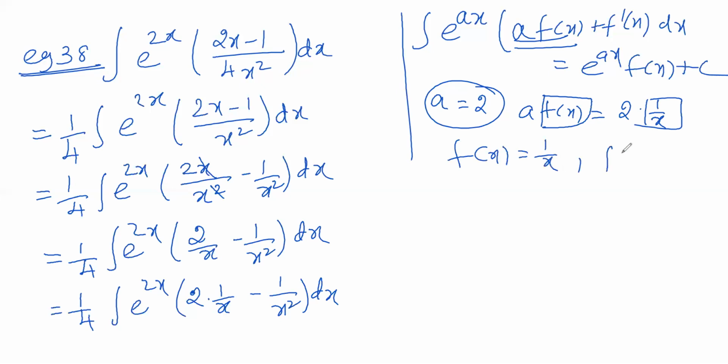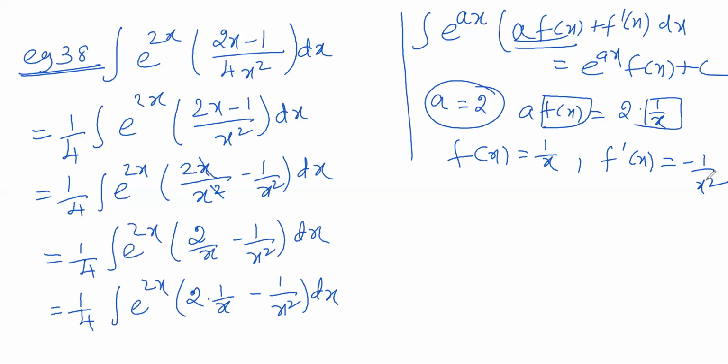And what is f dash of x? What is the differentiation of 1 by x? You know. Yes, minus 1 by x squared. So here it is of the form e power ax into a f of x plus f dash of x, where f dash of x is minus 1 by x squared.